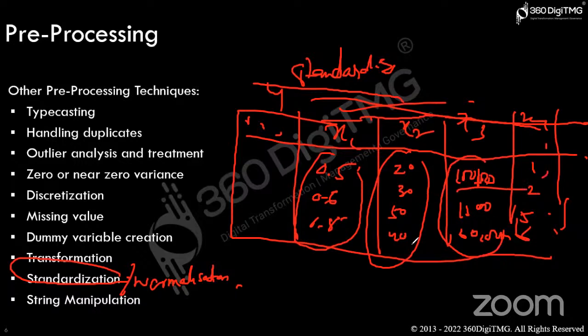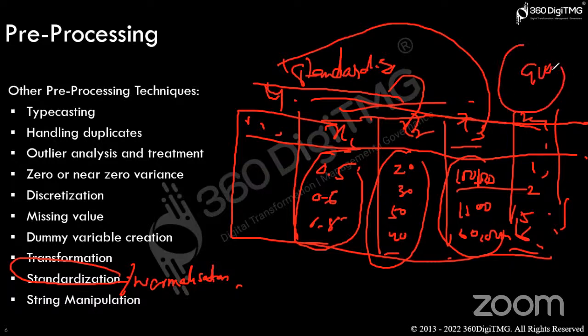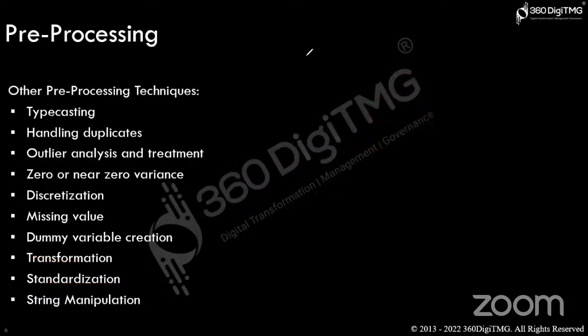If there is so much variation in the independent variables, then whenever you want to do prediction, the influence of X3 is more compared to other columns. The influence of X2 is more compared to the X1 column, and the influence of X3 is more compared to any other column. So in order to avoid this influence, this bias, this biased prediction, we do normalization or standardization. Any one of those.